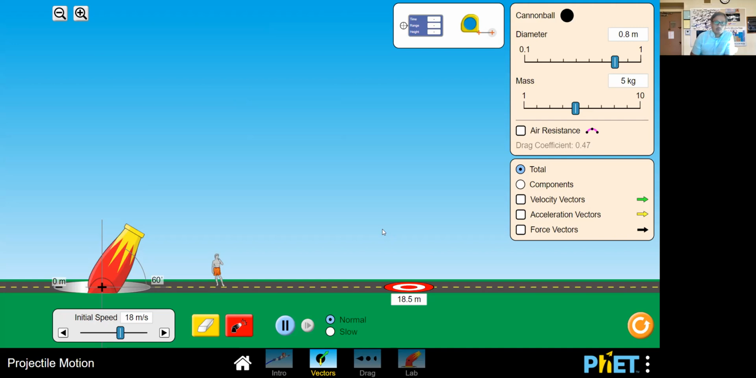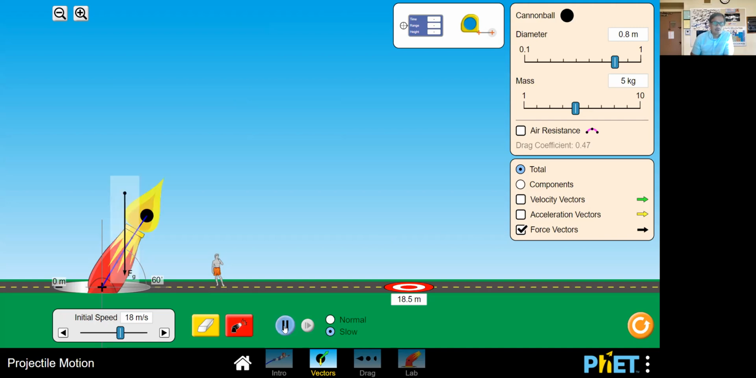So first and foremost, I want to show you that when we shut off that air resistance, there's only going to be one force acting on this cannonball as it gets shot out of the cannon. It's going to assume projectile motion, that parabolic motion that you're going to see. If there is no air resistance, there should be only one force acting on it. So I'm going to click that on, click this in normal here, and fire off the cannon.